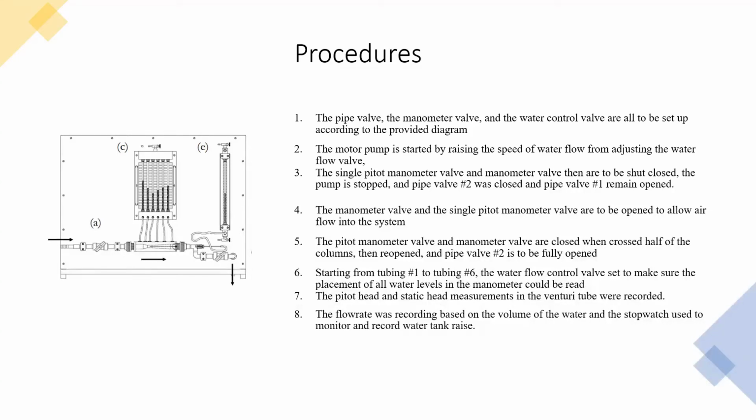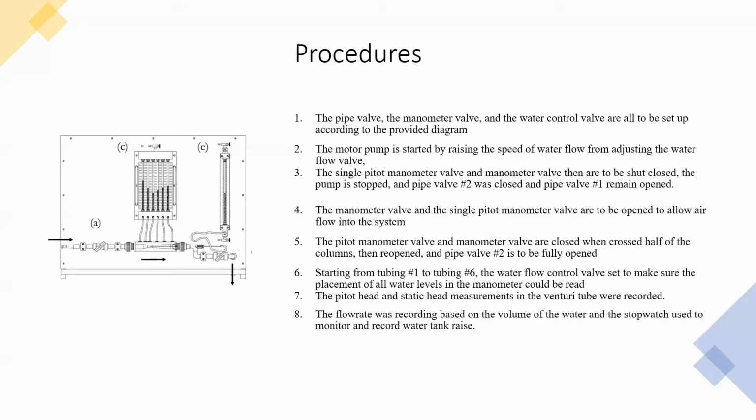Third, the single pitot manometer valve and manometer valve are then shut closed. The pump is stopped, pipe valve 2 is closed and pipe valve 1 remains open. Then the manometer valve and the single pitot manometer valve are opened to allow air into the system. The pitot manometer valve and manometer valve are closed when the water crosses half of the columns, then reopened, and pipe valve 2 is fully opened.